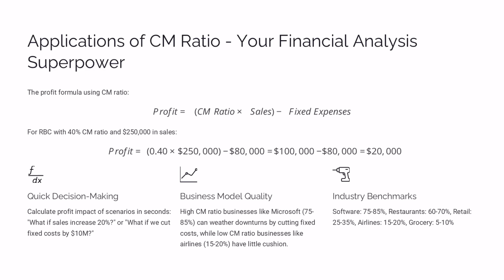Here's the trick that will save you on exams and impress interviewers. Memorize common CM ratios for major industries. Software, 75 to 85%. Restaurants, 60 to 70%. Retail, 25 to 35%. Airlines, 15 to 20%, grocery, 5 to 10%. And with these benchmarks, you can analyze any company in seconds even without exact data.